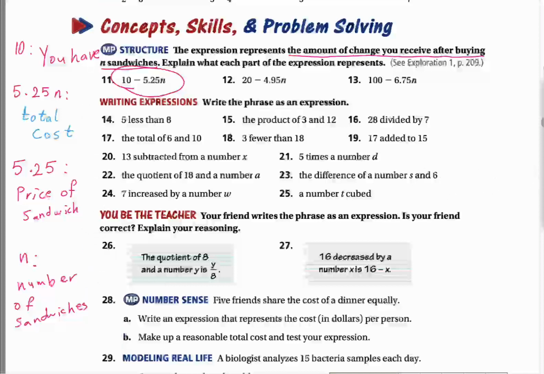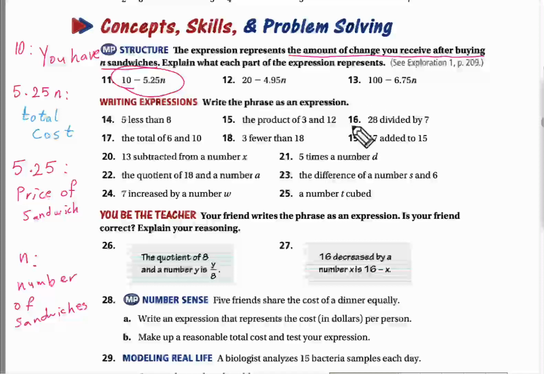Again, I'll do it again. The whole expression is what you get after you buy, the remainder, the rest, the remaining amount of money that you get after you buy what you need. And the 10 is what you have, the total money in your pocket now. And 5.25N, 5 and 25 hundredths N, this is the cost, the total cost of what you buy. The total cost of all sandwiches you buy. The number 5 and 25 hundredths is the price of one sandwich. And of course, N is the number of sandwiches.